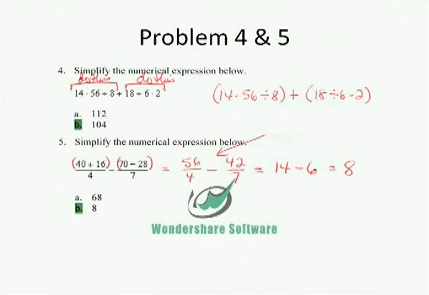So instead, we'll add 40 plus 16, which is 56, divided by 4. And then on the other side, 70 minus 28 gives you 42, divided by 7. Now, a fraction is really a division. So we could do this operation as a division and say 56 divided by 4, use the calculator, the answer is 14, minus 42 divided by 7, the answer is 6. Then 14 minus 6 gives you a final answer of 8.